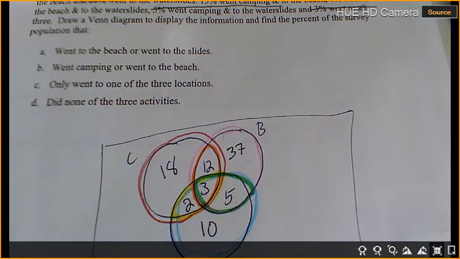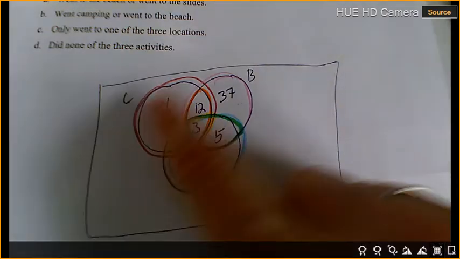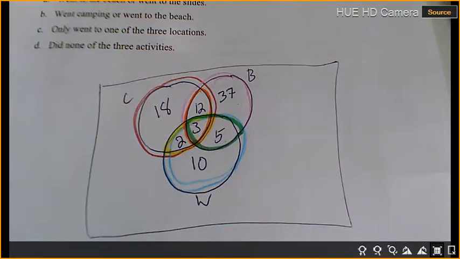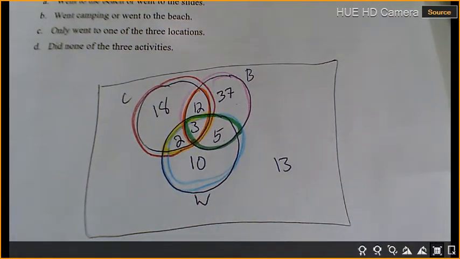Okay. We know that these percentages should add up to 100% of the people surveyed, right? So let's add all of these numbers together. We've got 18 plus 37 plus 10 plus 5 plus 2 plus 12 plus 3. I get 87%. So if we have 100% minus 87, we have 13 left over. So that means 13 people didn't go to a water slide, didn't go to camping, didn't go to the beach.